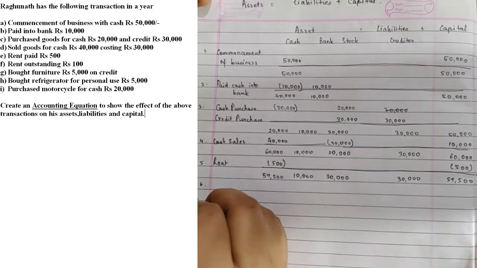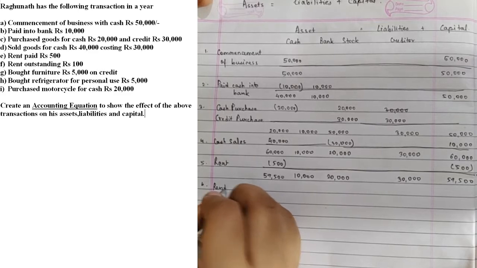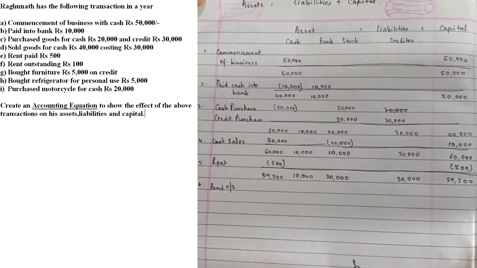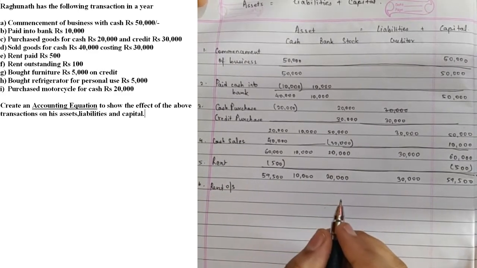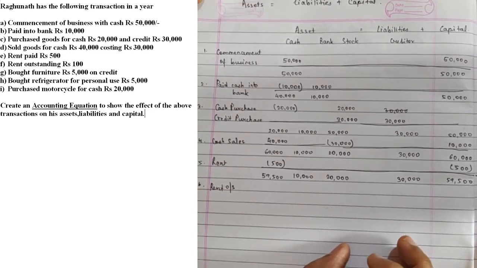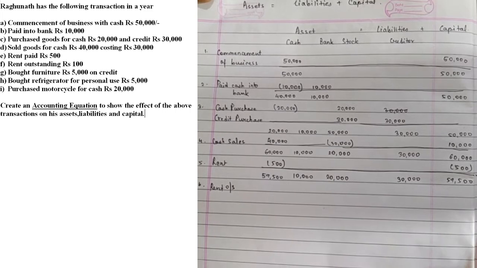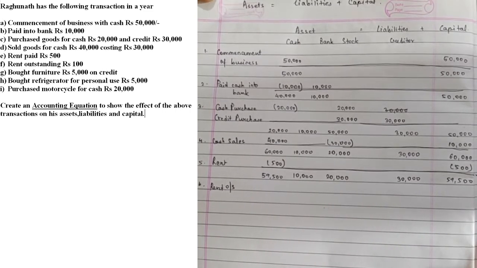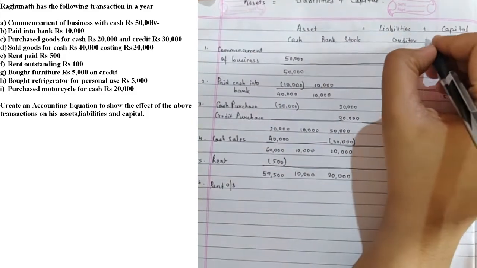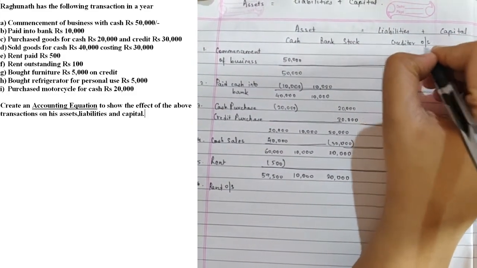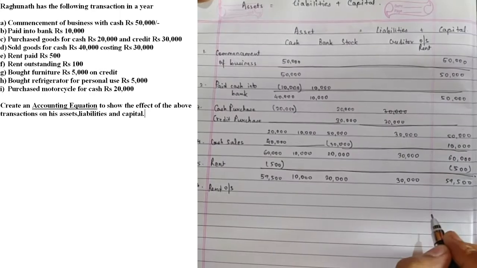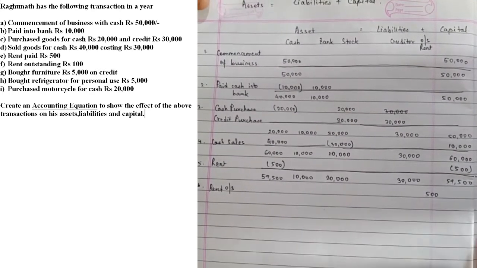Now next is the rent outstanding. Now what does this mean? This means that 500 rent had to be paid, but it is outstanding. That is, we have not yet paid it. So the outstanding rent will be my liability. I have to pay it in the future.